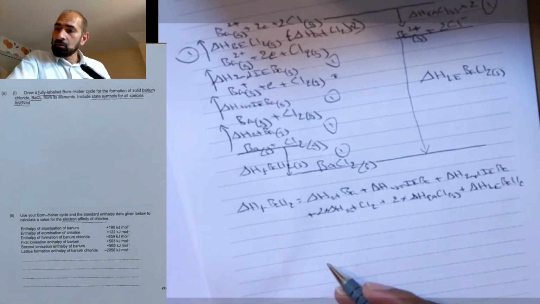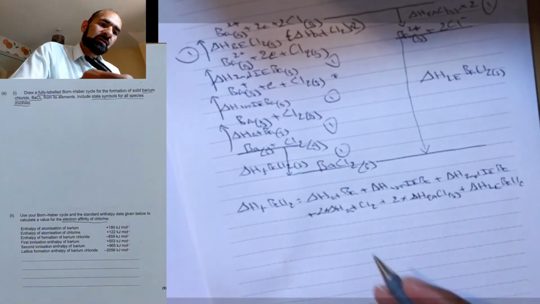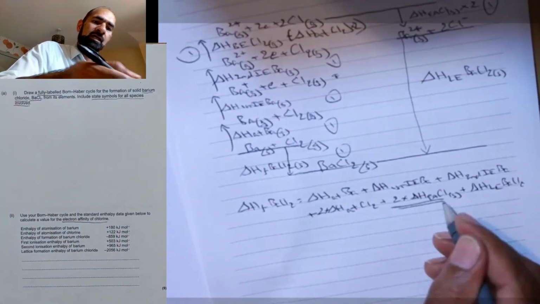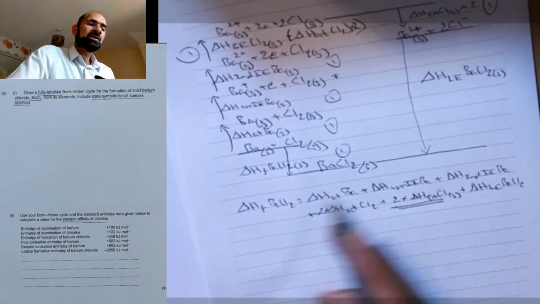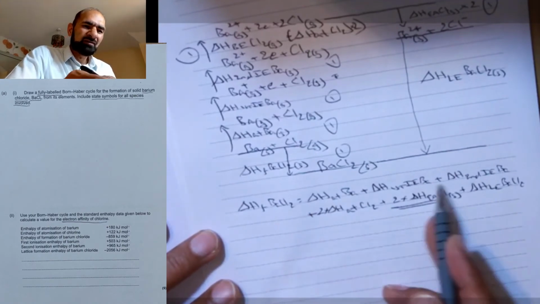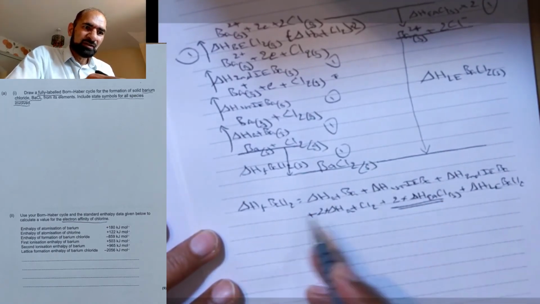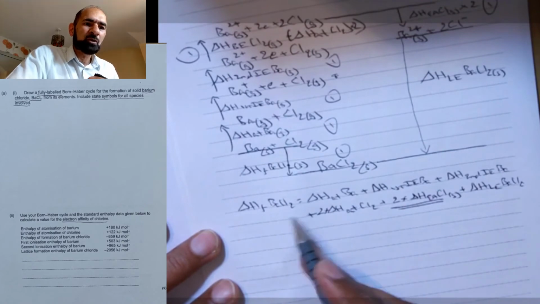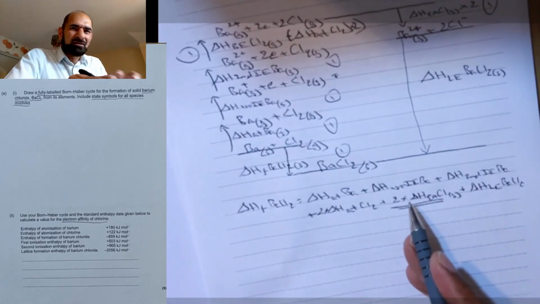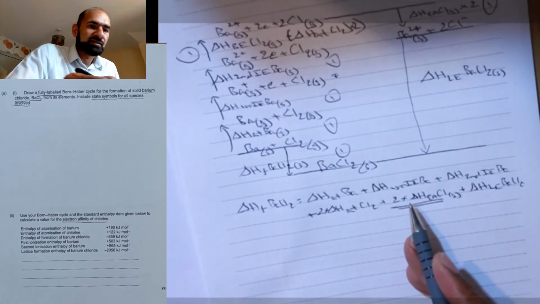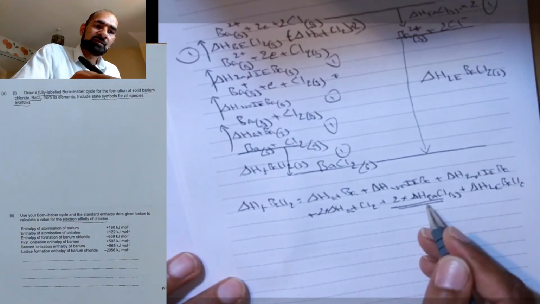Now they want me to find the electron affinity of chlorine, so all I'm going to do is rearrange that. Rather than rearranging it with all these letters, I might as well put the values in and then rearrange the numbers. I find it easier, but it's up to you. So I'm going to make that the subject of the formula.